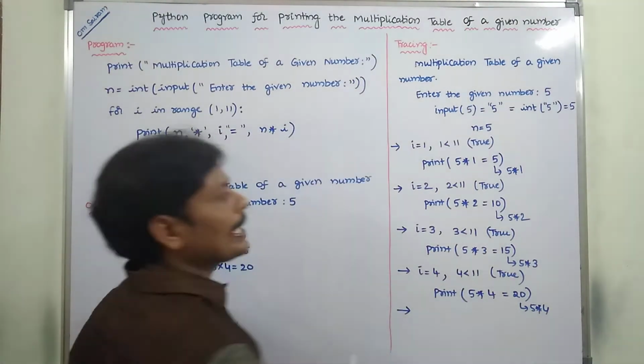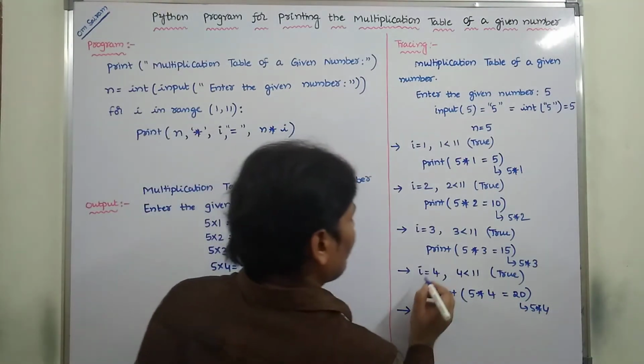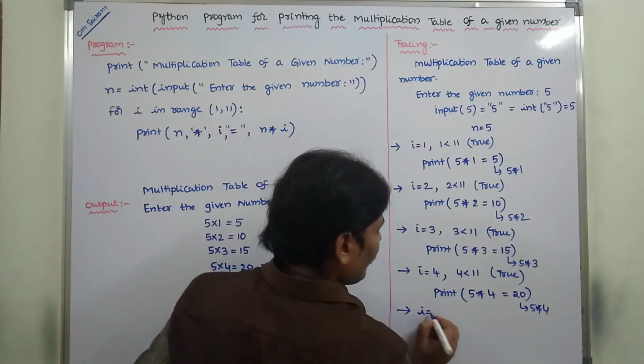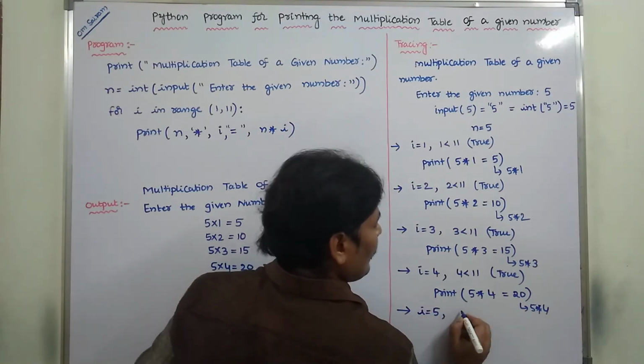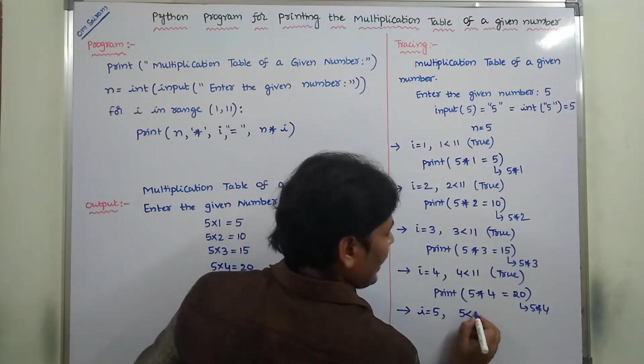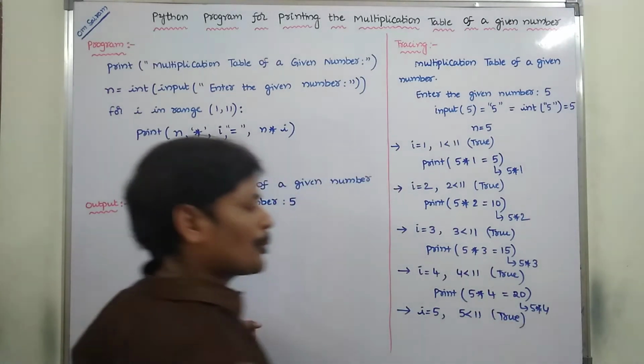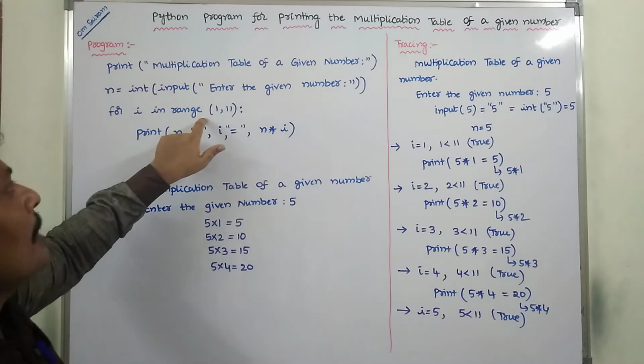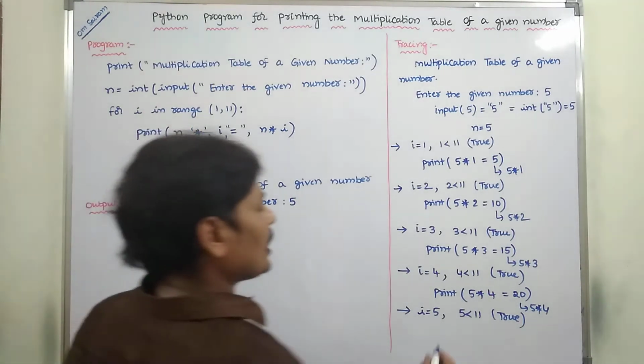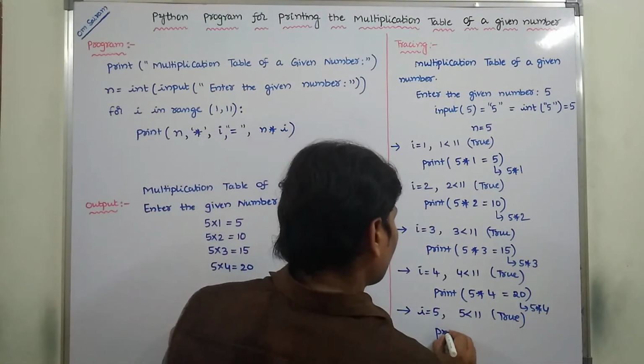Now I value is incremented by 1. Previously I value 4. 4 plus 1, that is 5. Now condition 5 less than 11, that is condition is true. If the condition is true, again control goes to the statement within the body of the for loop.